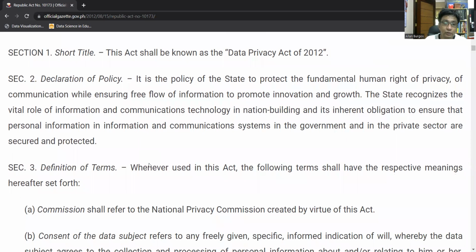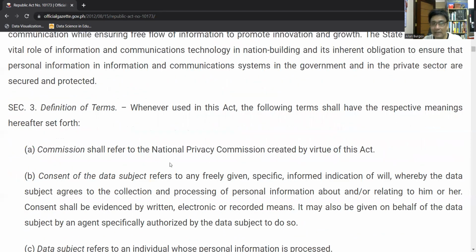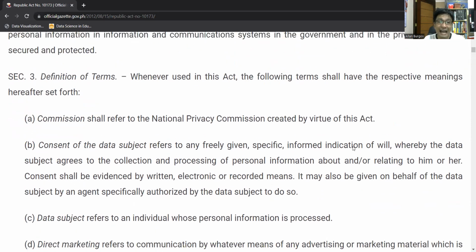Now let's go to Section 3, definition of terms, so that we become familiar. A disclaimer, guys: this is not the point of view of a lawyer, because I'm not a lawyer. Hopefully we can enroll in the future if there's time. This is the point of view of a consumer, an IT professional, an academician, for instance. Whenever using this act, the following terms should have the respective meanings hereafter set forth.